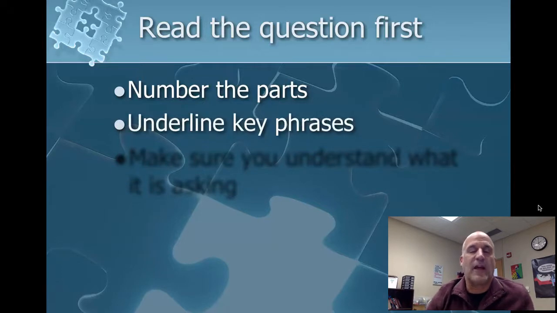The next thing is to underline key phrases. So what is it asking for? Is it asking you to explain? Is it asking you to define? Is it asking you to analyze? There are lots of different things. Those are the verbs. So you can underline or circle the verbs if you want. That tells you what level it's at. And then there's the actual content that you have to answer. So if you had a question that asked you, analyze the Constitution, the Constitution is the information that you have to provide and what you've learned about the Constitution. And then you may have to analyze that.